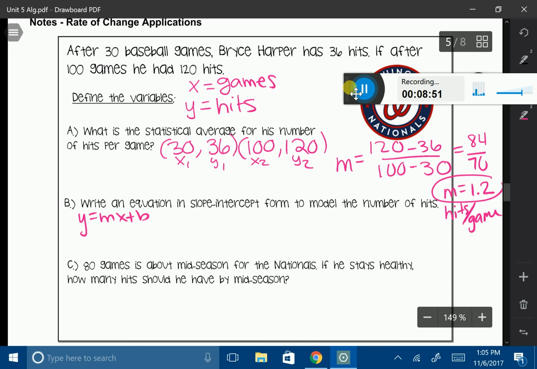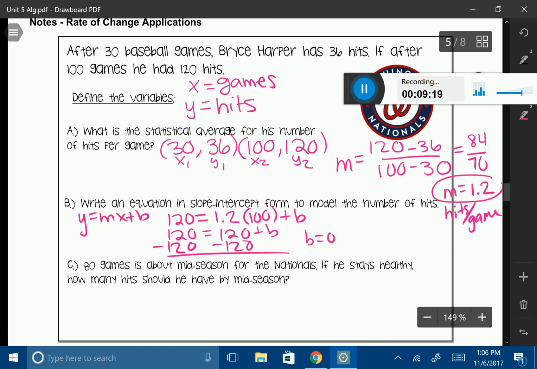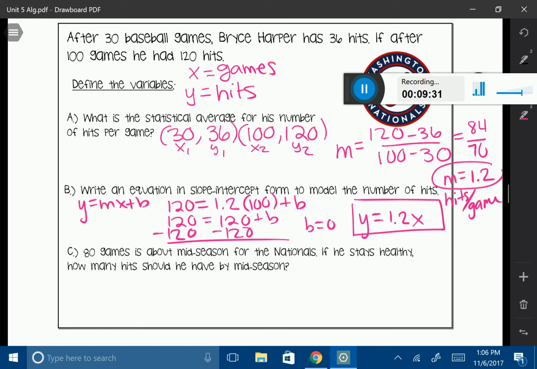So I could go ahead and use my camel method, and I could do 120 is equal to my slope of 1.2 times 100 plus b. Remember, I'm solving for that b. So I'm going to have 120 is equal to 120 plus b. I'm going to subtract 120 from both sides, and that's going to definitely give me b equals 0. So if I were to write this in slope-intercept form, it would be y is equal to 1.2x. And you're probably thinking, wait, that's a direct variation. And you're exactly right.